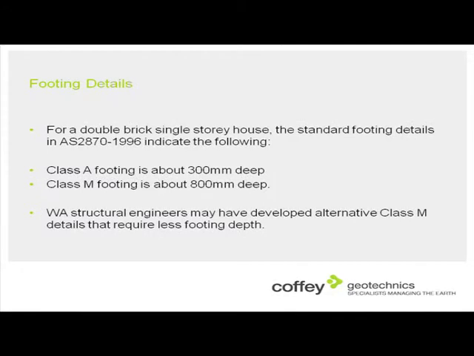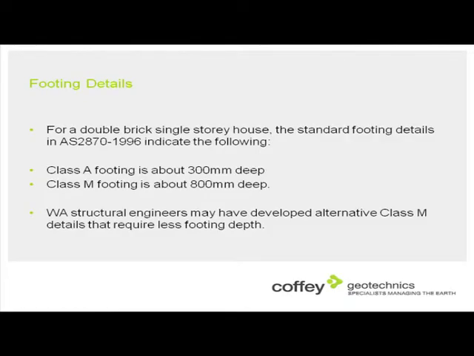For a double brick single-storey house with standard footing details in the Australian standard, though our colleagues from Structair and other companies have developed, I think, more efficient solutions than some of the solutions that are in the Australian standard, a Class A footing's about 300 millimetres deep. A Class M footing, which is what you'd have for a double brick building on a moderately reactive clay, is about 800 millimetres deep. But I believe structural engineers here have developed more efficient solutions.